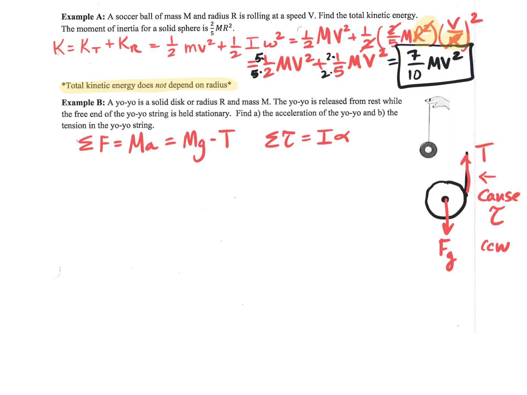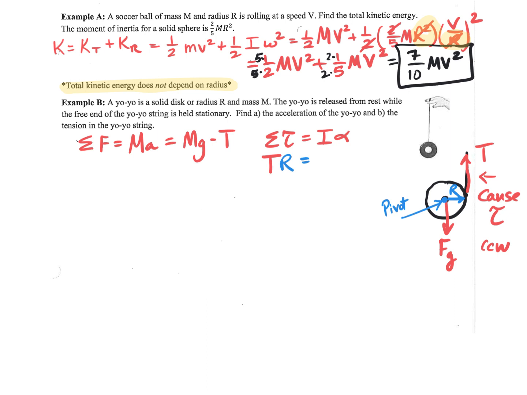Well, what's the force causing the torque? The tension, right? So this is tension times the radius. You know why it's the radius? How far away from the pivot? This is R, isn't it? And this is my pivot, is it not? Isn't that what it turns about? It's the center. So this is going to be TR.